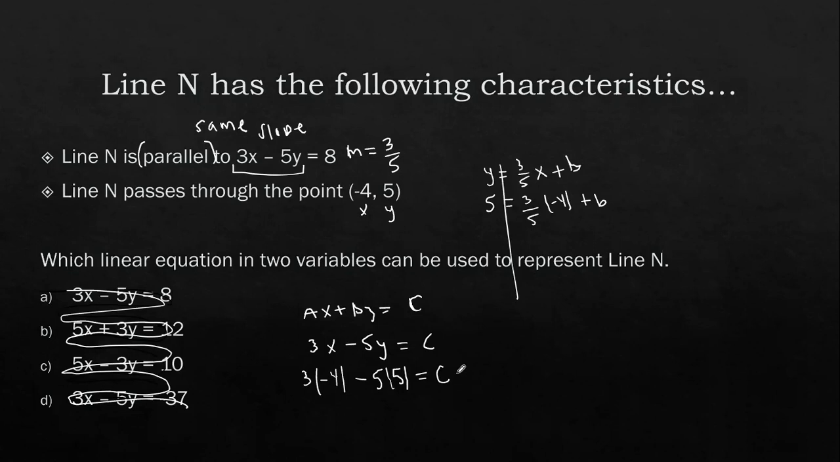I could just use a calculator since we're allowed to use calculators. Or I could do it in my head. 3 times -4 is -12. Minus 5 times 5 is 25. Equals c. -12 minus 25 equals -37. Pretend that's a -37. So then my answer would be 3x minus 5y equals -37.